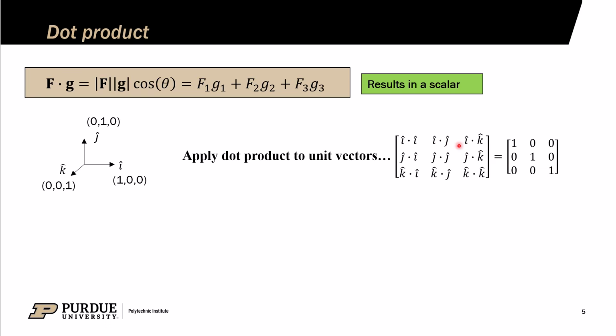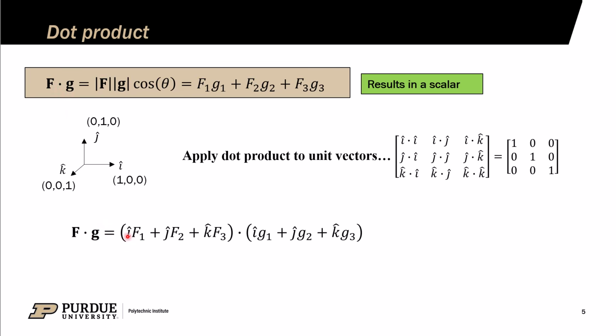And if I have any other combination, let's do i and j. Substitute i for f and j for g. Each one has a magnitude of 1, so I have 1 times 1. The cosine of the angle between them, which is 90 degrees, is 0. So I have 0 for all other combinations, and I get the identity matrix. Now what we can do is expand the vectors f and g.